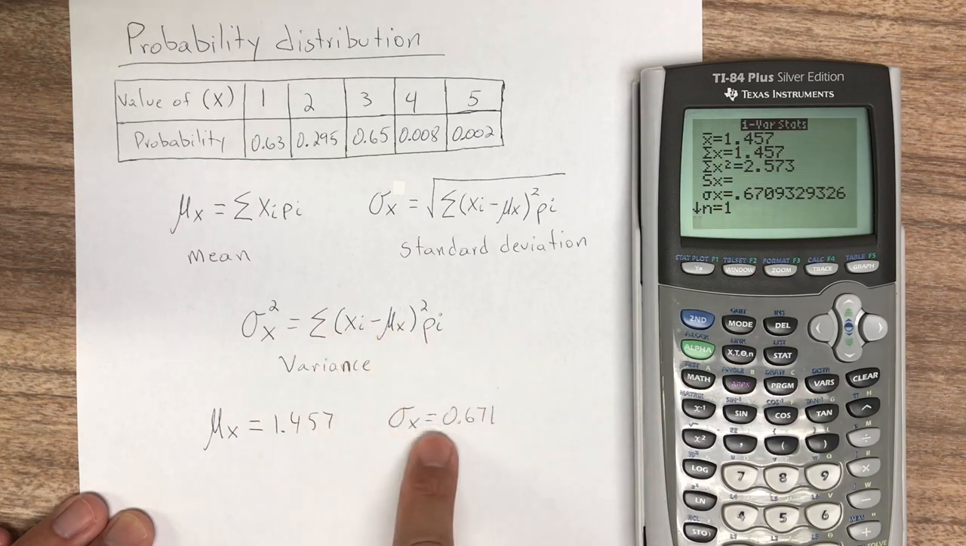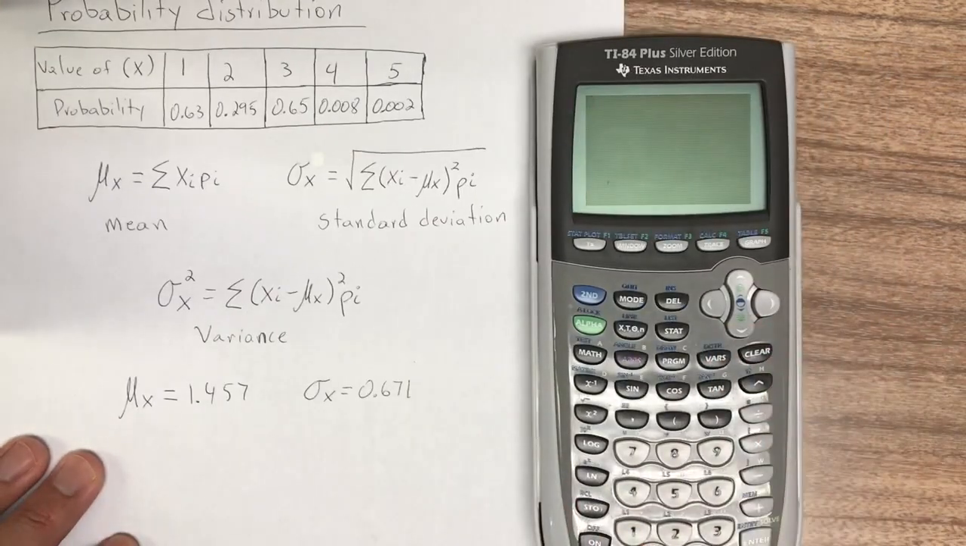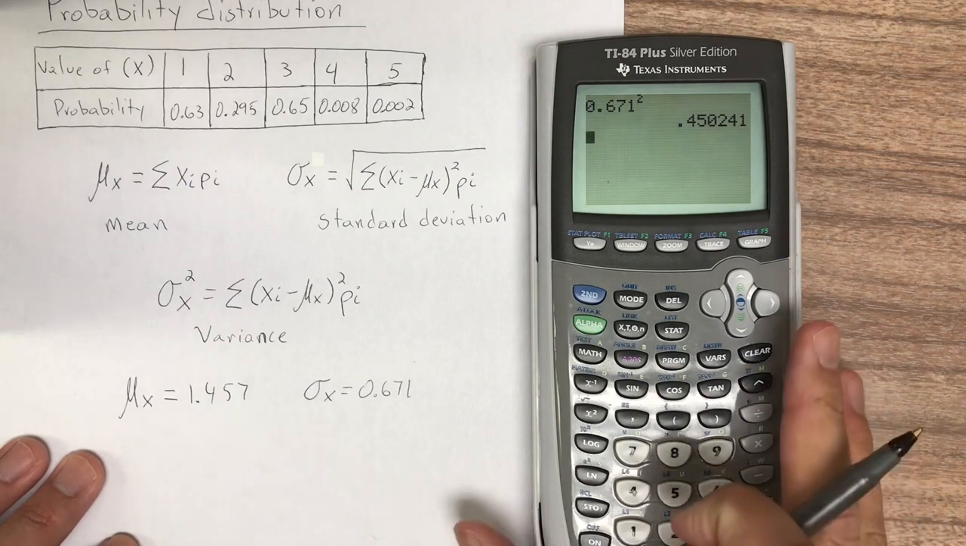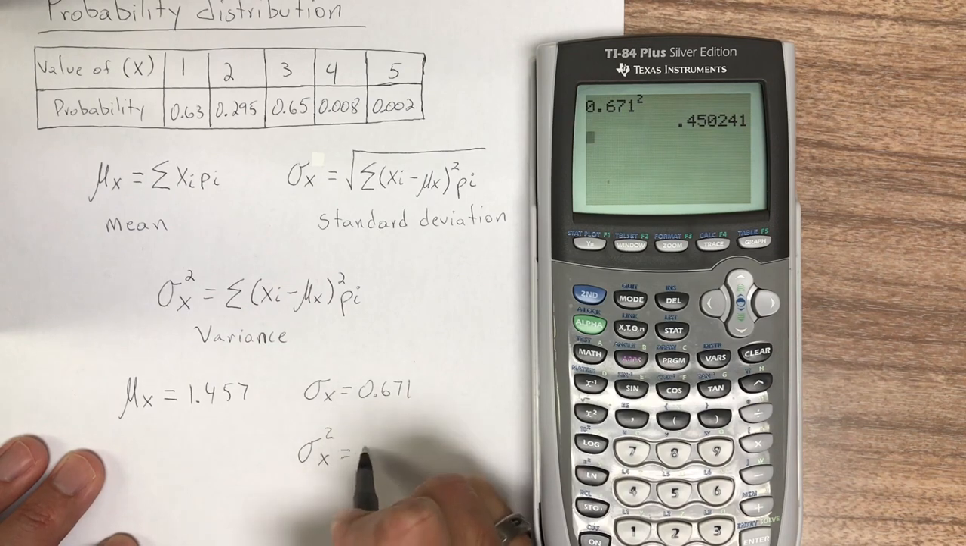So if you put that in the calculator squared, and I'm going to do that right now to show you guys, I'm going to have 0.671, and you square it, and that is your variance, 0.450241. So let me write that down here so we know that the variance of the random variable is 0.450241.